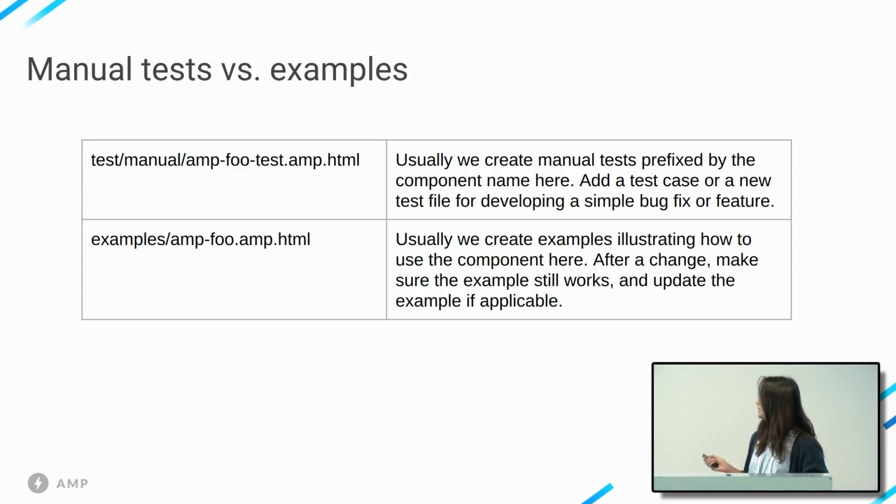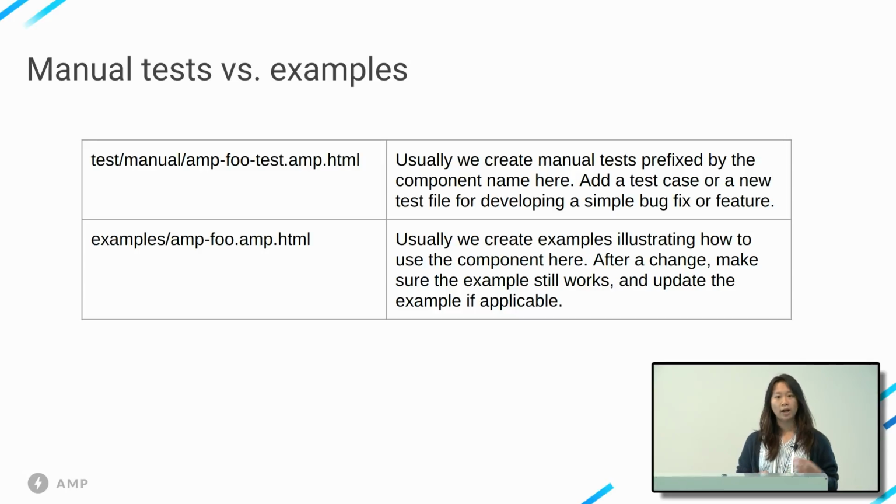So on to testing. Usually we have 2 places for manual testing. One is actually test/manual and the name of your component .amp.html. Usually that's the file where we will place a lot of manual tests. So for any component that you develop, if you add a new feature, just add a test case there with the attribute that you added, or with whatever, just set that up in this file. So usually you just make a new one if you have a new component or add to an existing one.